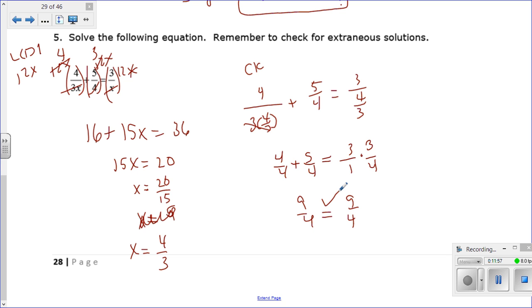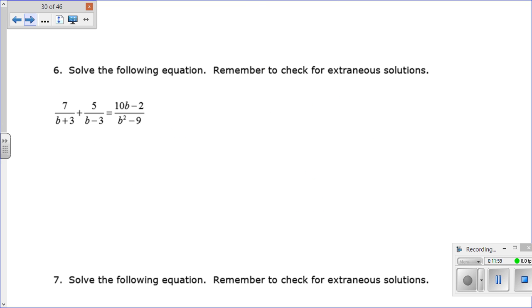Alright, next page. Solve the following equation. Remember to check for extraneous solutions. So looking at my denominators, I see that this factors to b plus 3, b minus 3. So my LCD, in this case, is going to be b plus 3, b minus 3.